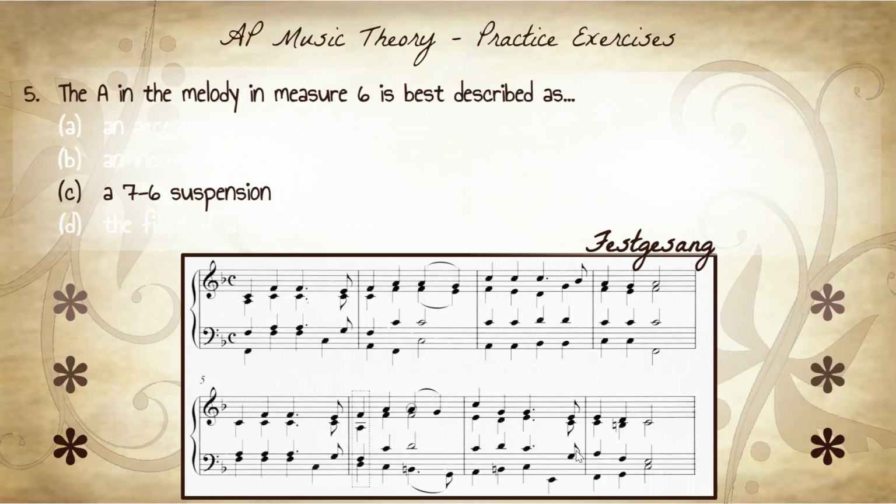Correct answer is C, a 7/6 suspension. The A on beat 3 is a 7/6 suspension over the B natural in the bass. A 7/6 suspension always occurs over a chord in first inversion.